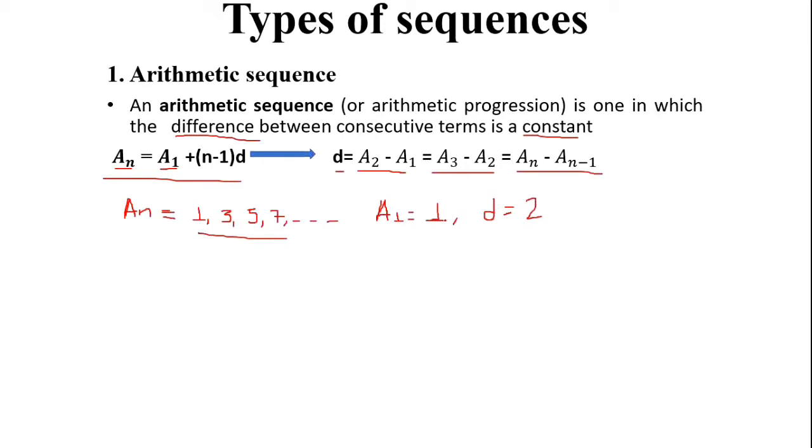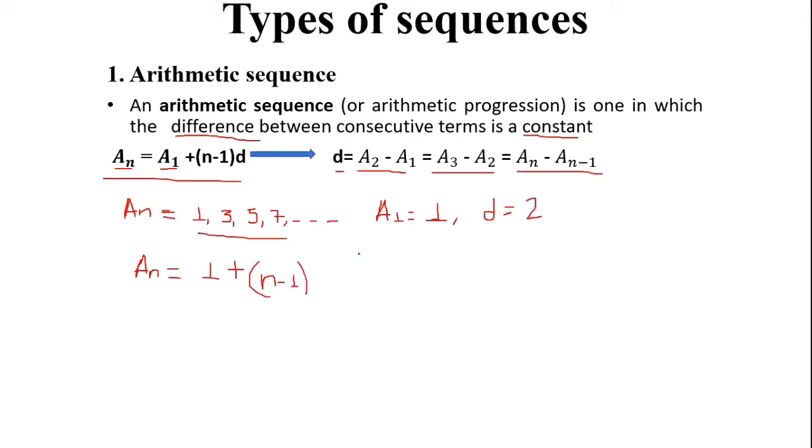So an can be obtained as an which equals A1, that is 1 here, plus n minus 1, that means n minus 1 here, times the difference D, that is 2.